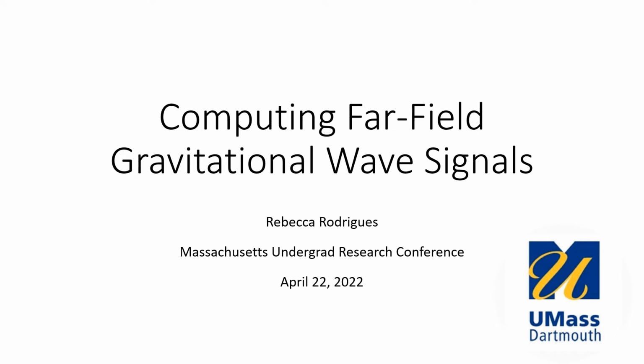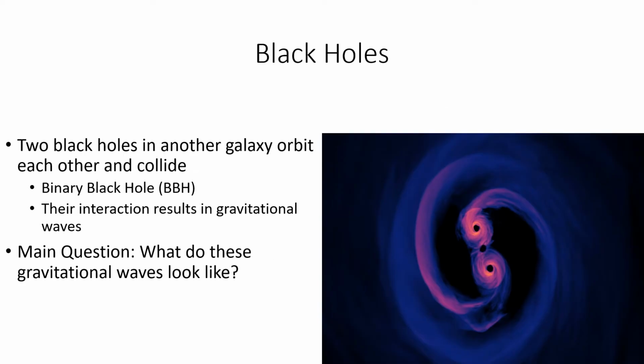This research project centers around computing far-field gravitational wave signals. To provide context for this problem, we start by looking at black holes. A binary black hole system involves two black holes and another galaxy orbiting around each other and colliding. Their interaction results in gravitational waves. The main question we hope to answer is, what do these gravitational waves look like?